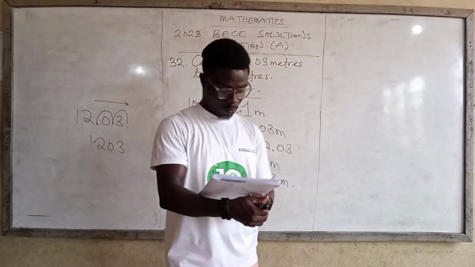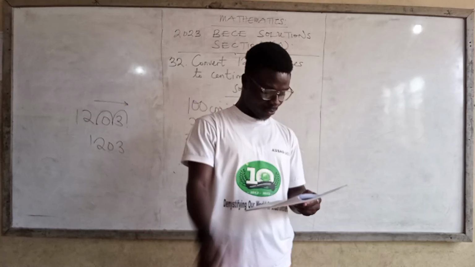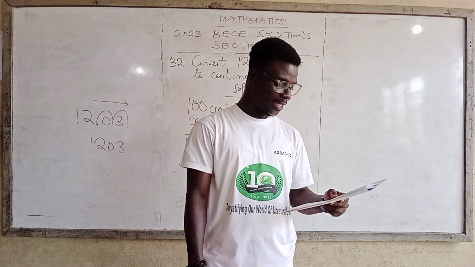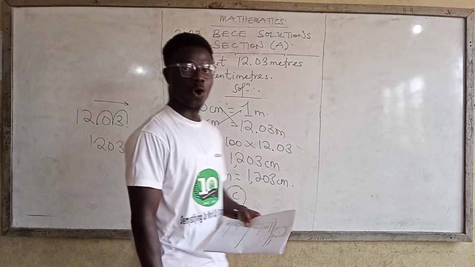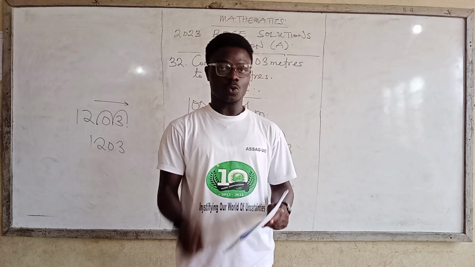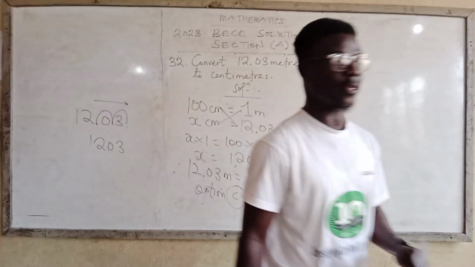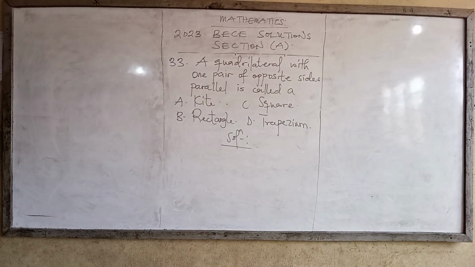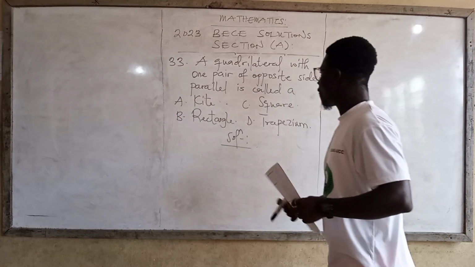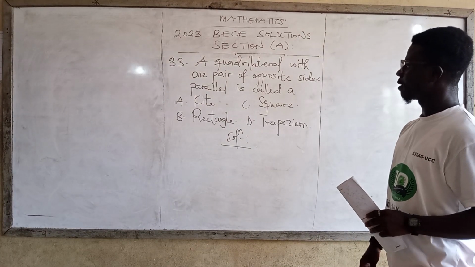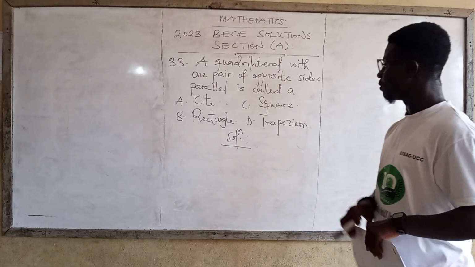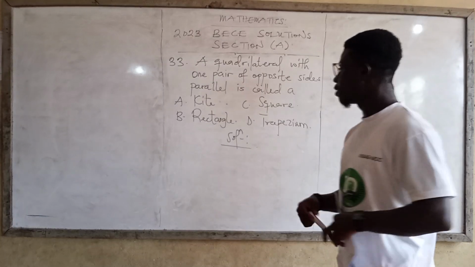So question 31 was option C, also option C for CAT, which means we have 2 hours, right? And this one too is option C for CAT. So let's proceed to question 33. All right, question 33. A quadrilateral with one pair of opposite sides is called: A, kite; B, rectangle; C, square; D, trapezium. So now let's see.